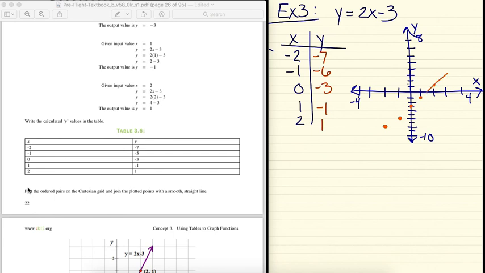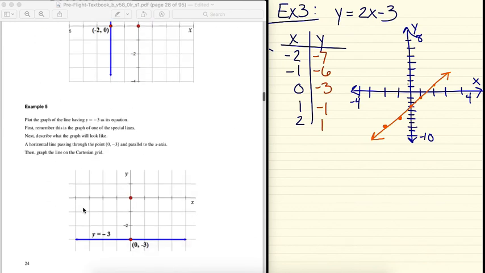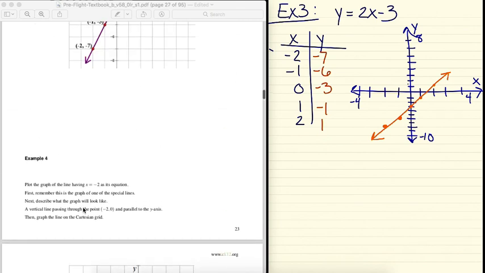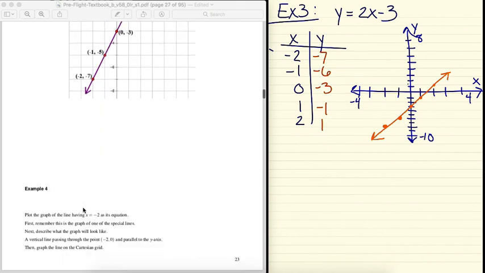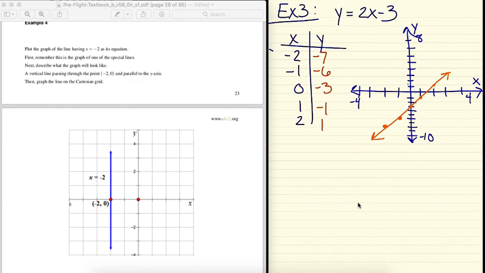And again, after that, connect them with as straight of a line as you can, and then I put arrows on the end. Right, there are 2 more examples, so examples 4 and 5, and we will do those in the next video.